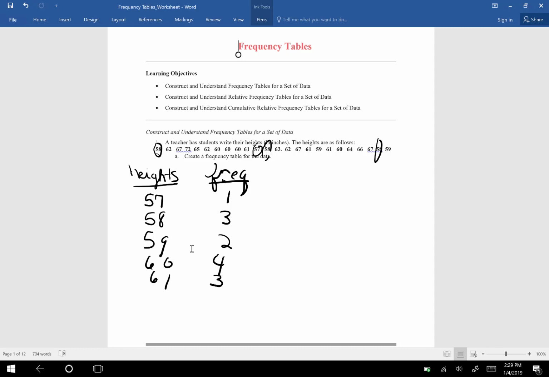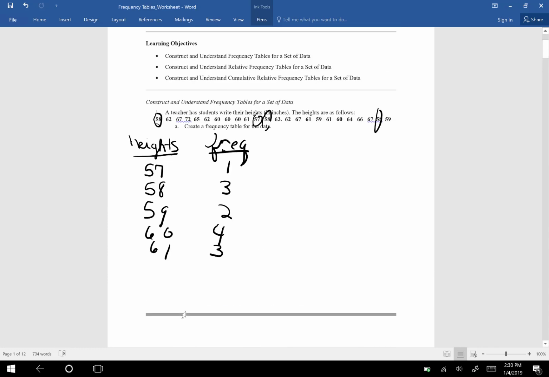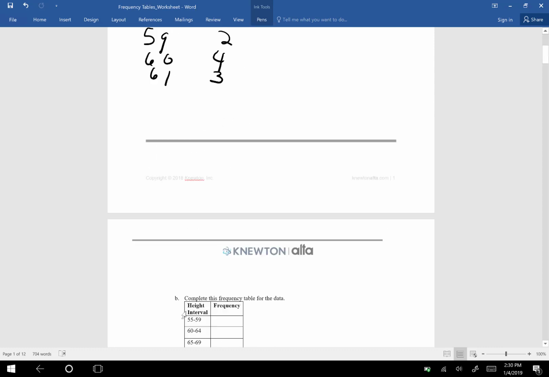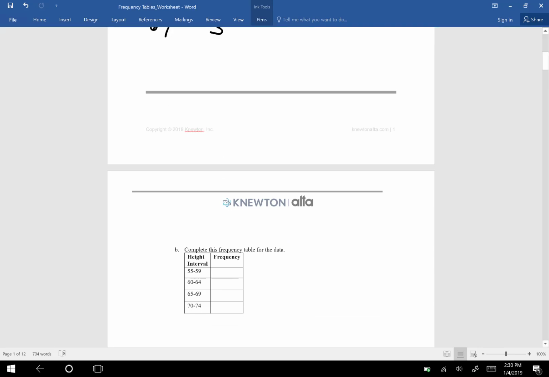So if we look at these data values and count them into these groups, we're trying to count how many heights or students are between 55 and 59 inches. We can use the frequency table here. We can see that 6 students are between 55 and 59 inches. That's our frequency. Then we count how many students are between 60 and 64 inches. Looks like 12. Between 65 and 69 is 5. And between 70 and 74 is 1.